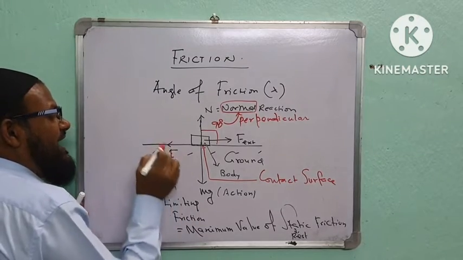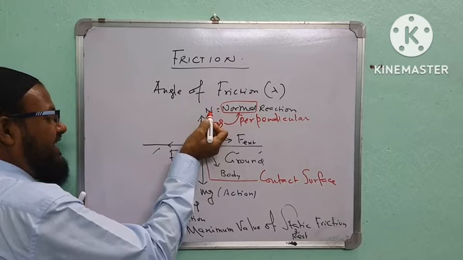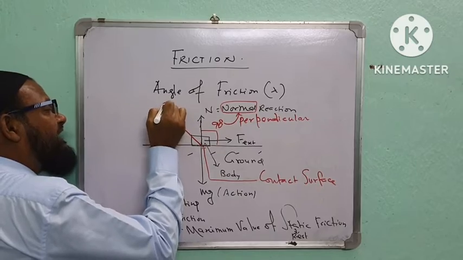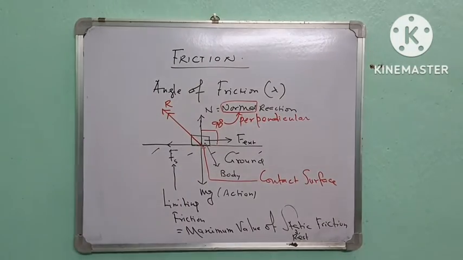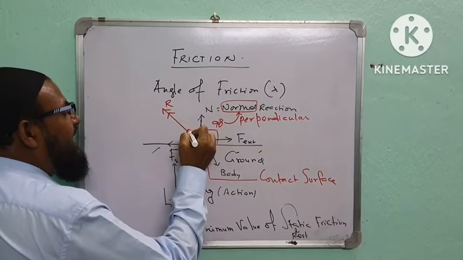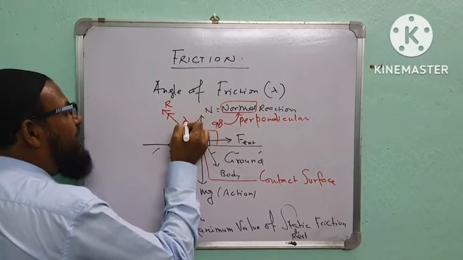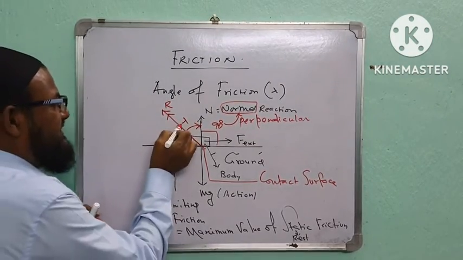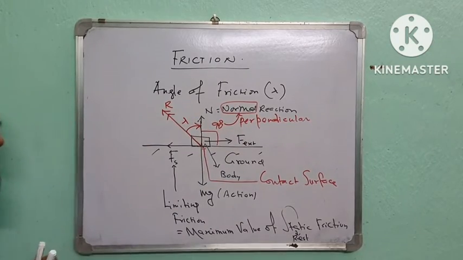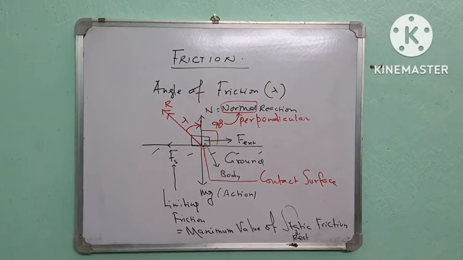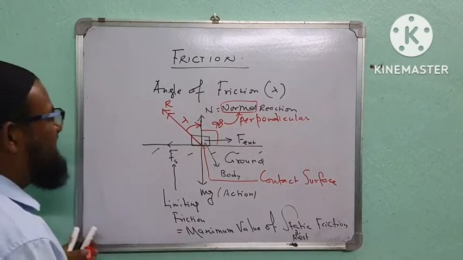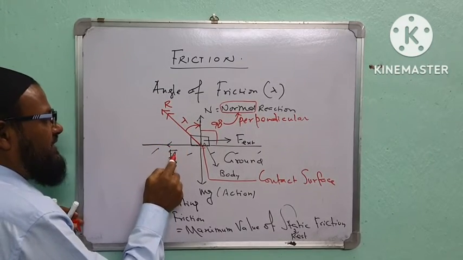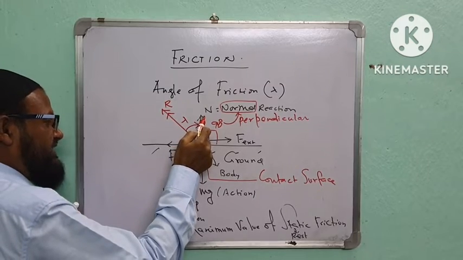Now, the resultant of this normal reaction and the frictional force, this is the resultant. I am writing this as capital R. This resultant makes an angle lambda with the normal. Please draw the figure first. This lambda is the angle of friction. Now what is the definition? Angle of friction, I am telling you, is the angle between the limiting friction and normal reaction.